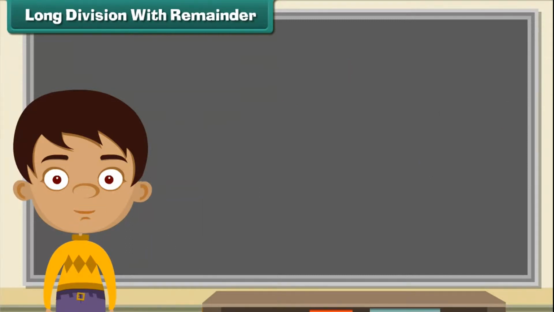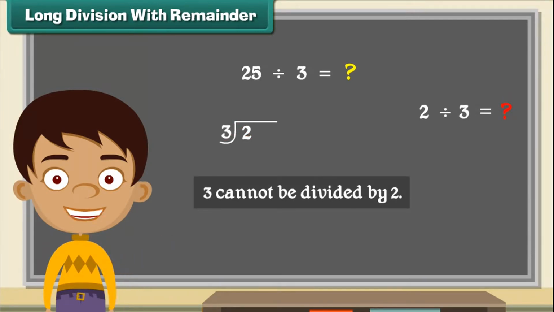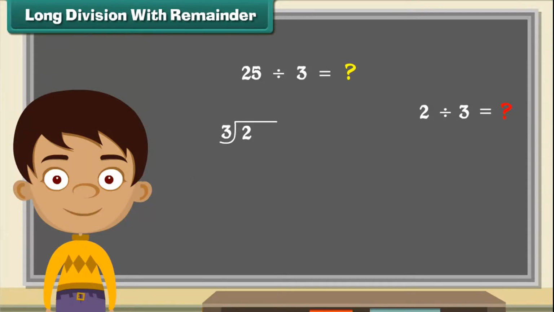Division with remainder. Let's now solve another division question. Divide 25 by 3. The first number from the left in 25 is 2. Can we divide 2 by 3? No. 2 cannot be divided by 3. Therefore, we take both the numbers from 25. Now divide 25 by 3.